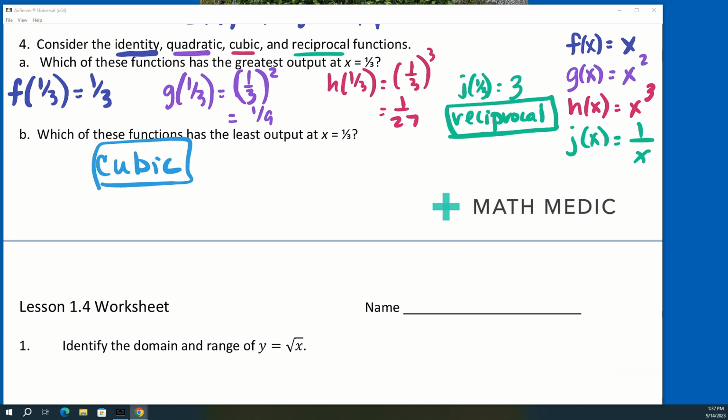All right, so what questions do you guys have on these parent functions? You might want to get the paper from yesterday from somebody. Yeah. All right, so the assignment is on the back.